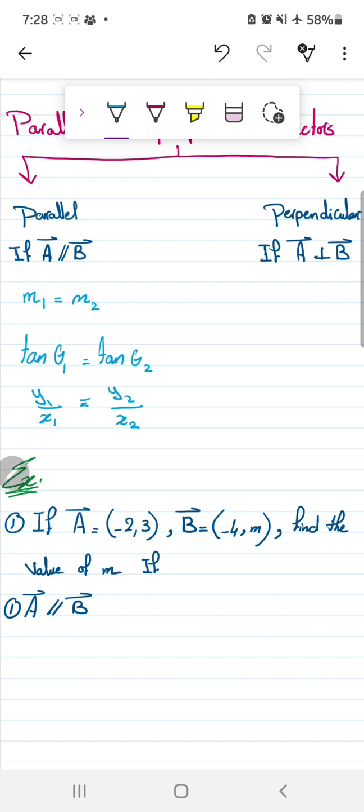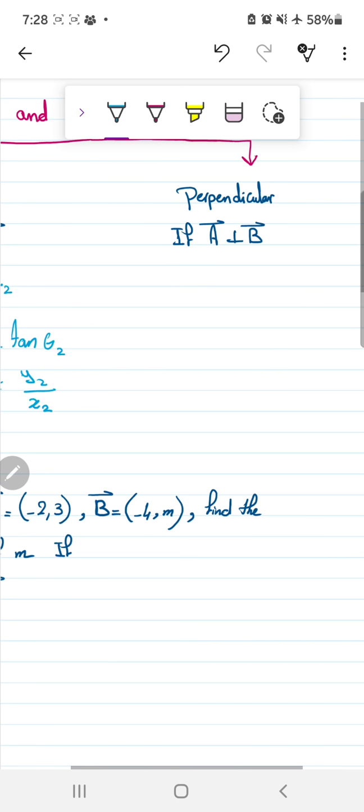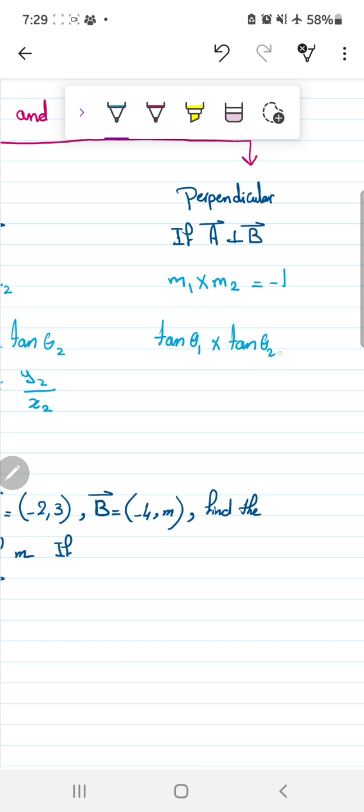Here, perpendicular. What is the meaning of two vectors being perpendicular? The multiplication of their slopes is -1. So m1, the slope of vector A, times m2, the slope of vector B, equals -1. It means tan theta 1 times tan theta 2 equals -1. And with y and x, y1 over x1 times y2 over x2 equals -1.